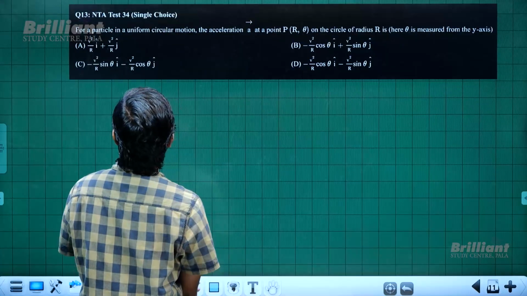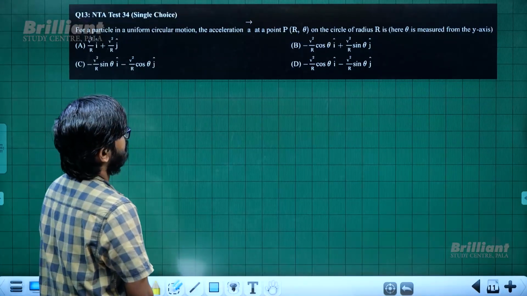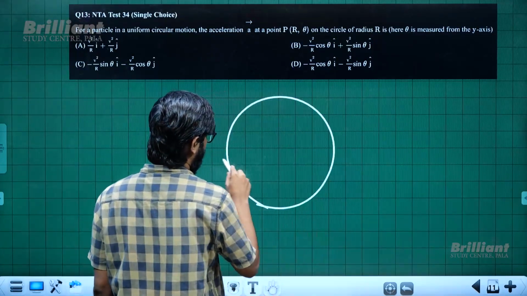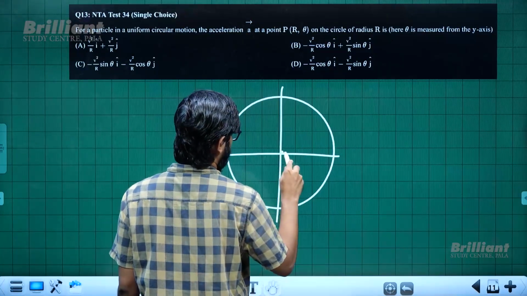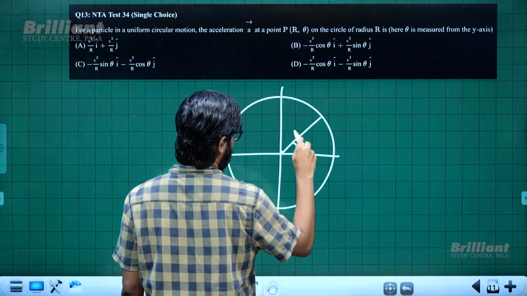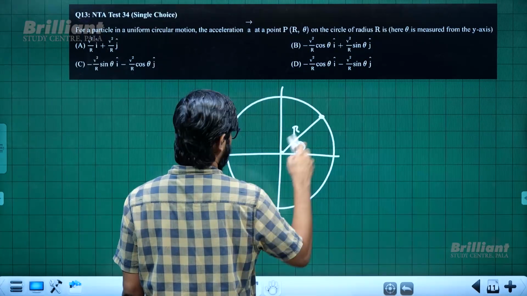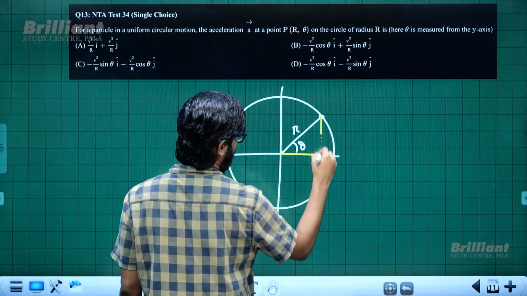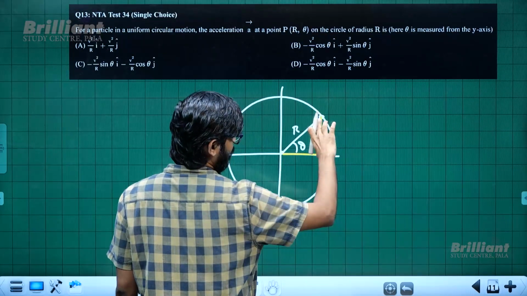A particle in uniform circular motion, the acceleration at point P, r comma theta. So r comma theta, how will you represent it? This is angle theta and this is radius r. So this point is r comma theta. So what will be its x coordinate? X coordinate will be r cos theta, y coordinate will be r sin theta.